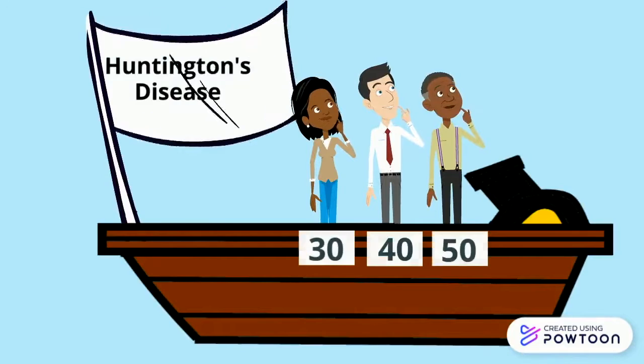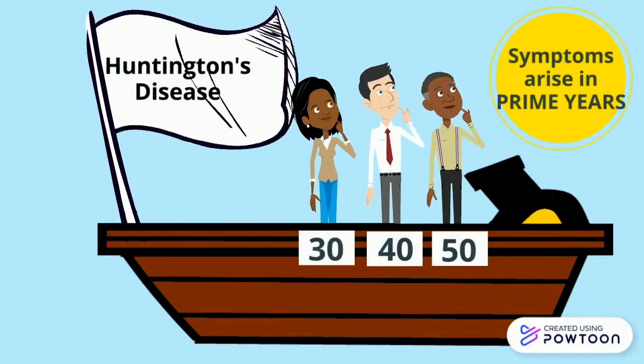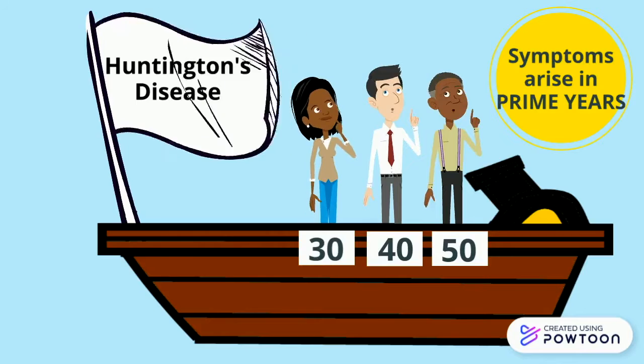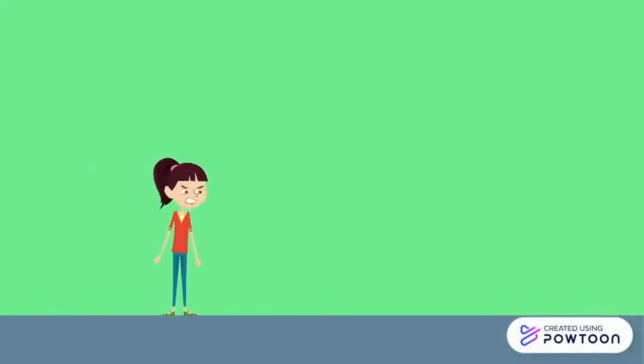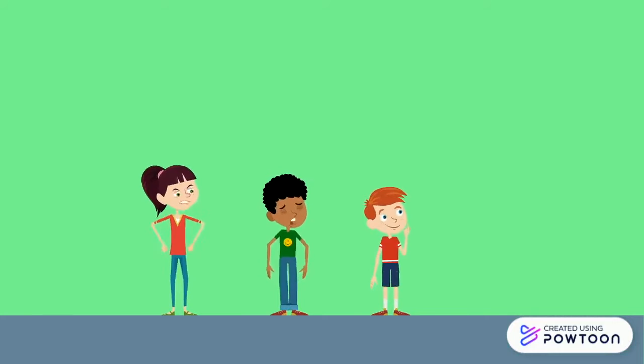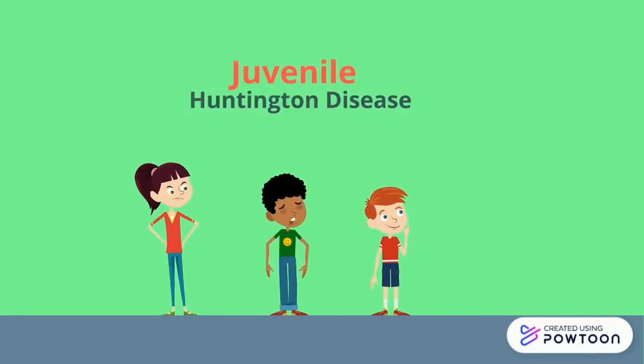Though individuals are born with the disease, symptoms arise in adults in their prime years between the ages of 30 to 50, or even younger. However, there is also a less common early onset of the disease, whereby it affects individuals of the ages of 20 or younger. This is called juvenile Huntington's disease.